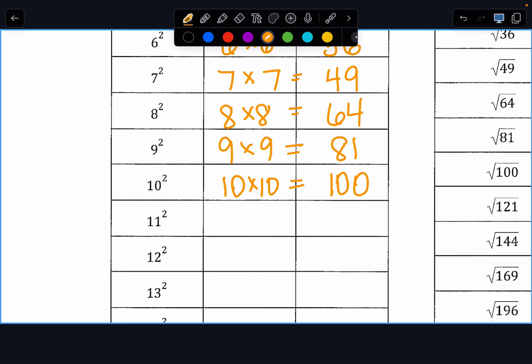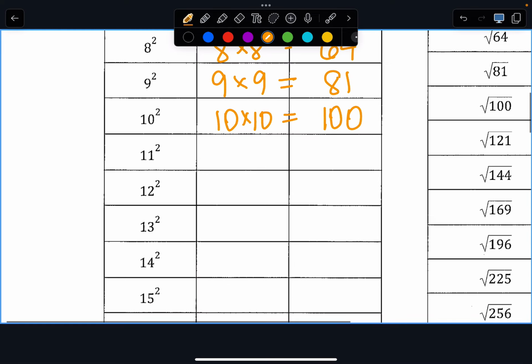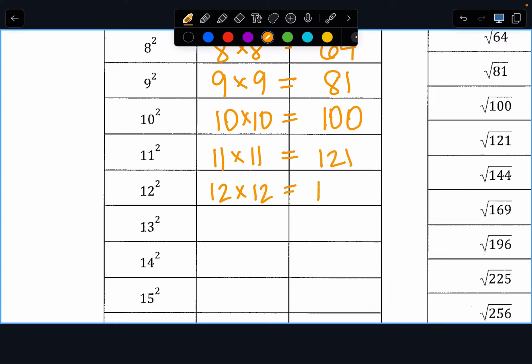Okay? These next ones you're going to have to probably study a little bit until they become familiar. Okay? 11 squared means 11 times 11. Does anybody know it? 121. Yeah, 121. 12 squared, 12 times 12 is 144.